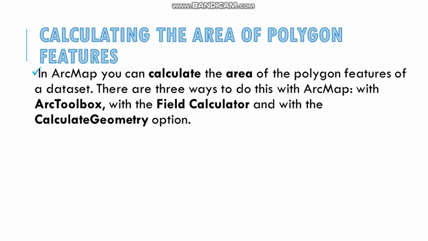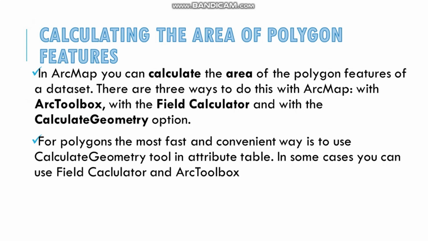So we can always calculate the area of a polygon you created. For polygons, the fastest and most convenient way is to use the calculate geometry tool in the attribute table. In some cases, you can use the field calculator in ArcToolbox. Actually, calculate geometry is mostly used for vector polygons, vector datasets, while the field calculator is used to calculate various attributes of a raster dataset. We will use both of them, and you will understand which one is the most feasible in which cases.